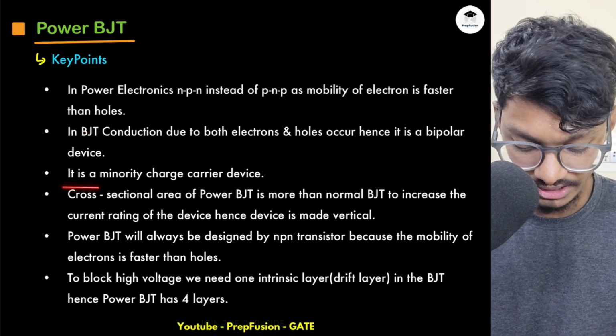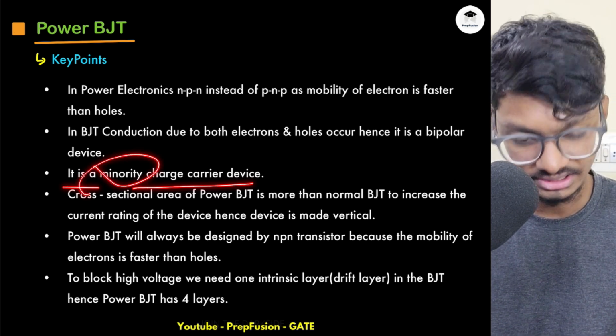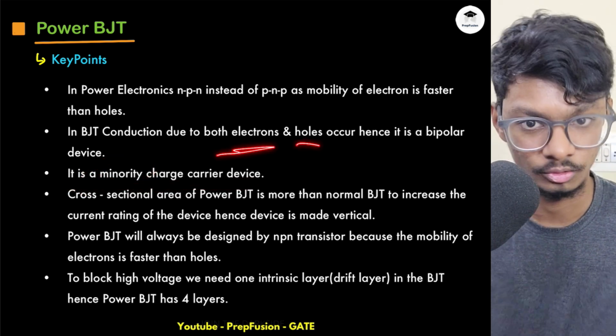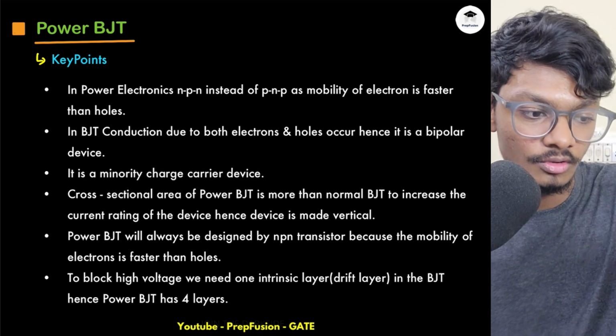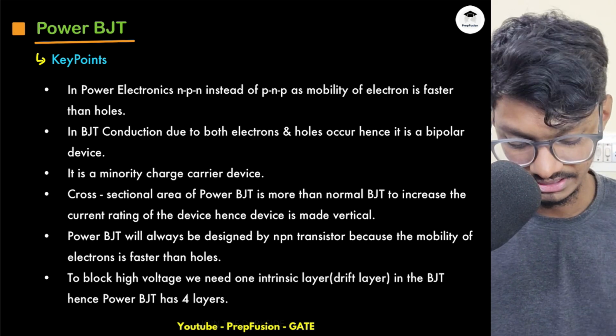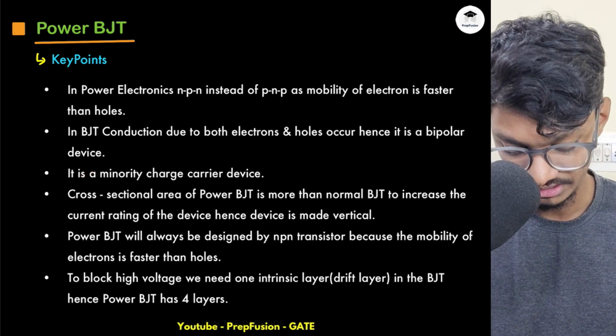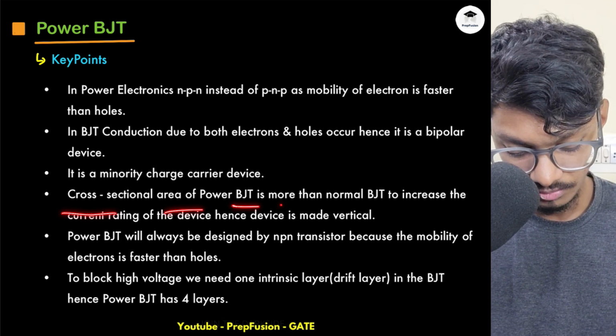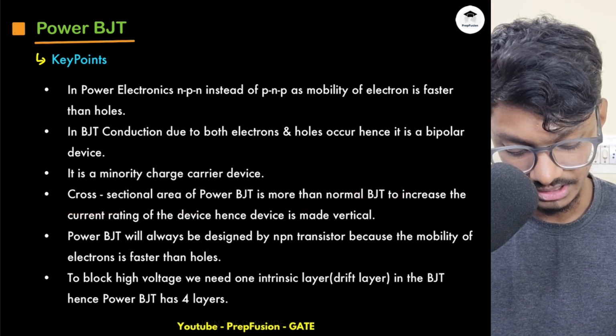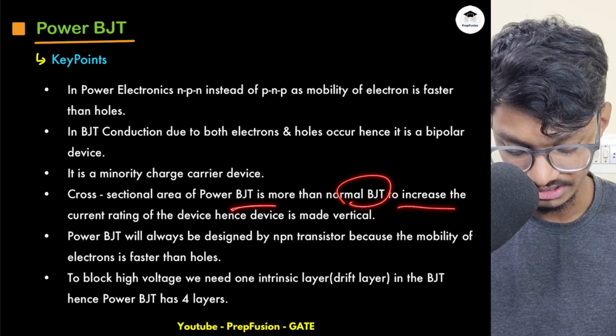Now, is it a majority charge carrier device or a minority charge carrier device? Both electrons and holes are flowing, there is no single majority charge carrier, right? That's why it is a minority charge carrier device. The cross sectional area of power BJT is more than normal BJT to increase the current rating of the device.